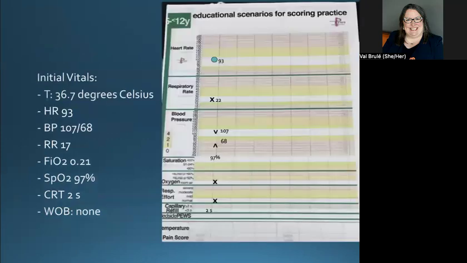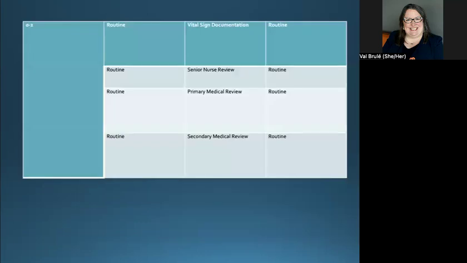In this case, your bedside PEWS score is 0. As you can see, his vital signs all fit in the white part of the documentation. So at a glance, you can see that the score would be 0. In this case, you would just do all routine vital signs, which for an admitted patient is generally Q4 hours unless otherwise ordered.